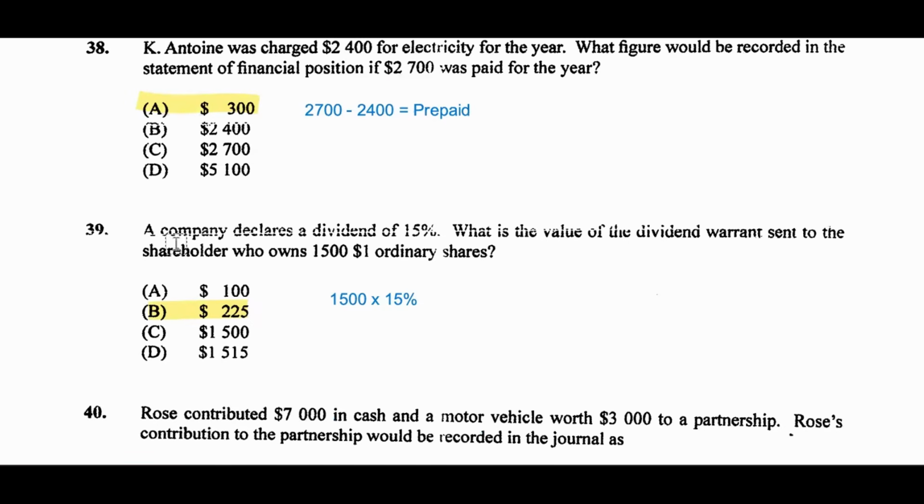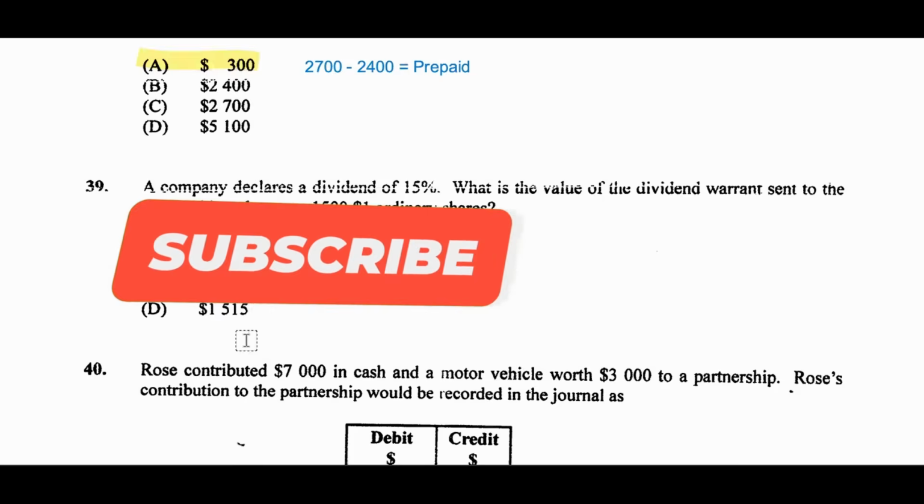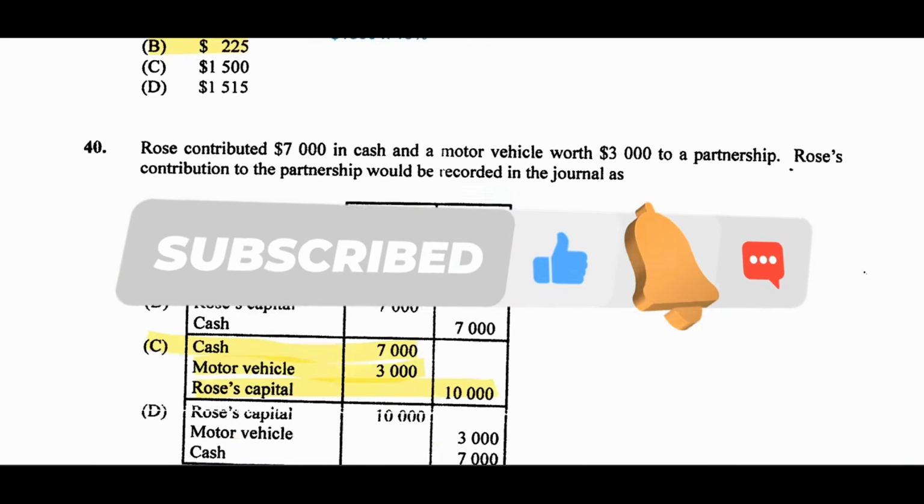All right, question 39. A company declares a dividend of 15%. What's the value of the dividend sent to the shareholder who owns $1,500 worth of shares? Reason why I said $1,500 worth of shares is 1,500 shares by $1 to give us $1,500. Well, simply work out 15% of $1,500, and that should give us the value of $225, B. All right, question 40.